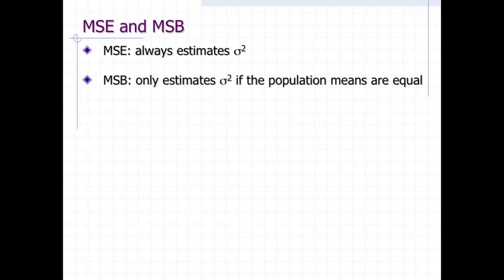The second estimate is called the mean square between, MSB, and is based on differences among the sample means. MSB only estimates the variance if the population means are equal. If the population means are not equal, then MSB estimates a quantity larger than the variance. Therefore, if the MSB is larger than the MSE, then the population means are unlikely to be equal. On the other hand, if the MSB is about the same as MSE, then the data are consistent with the hypothesis that the population means are equal.